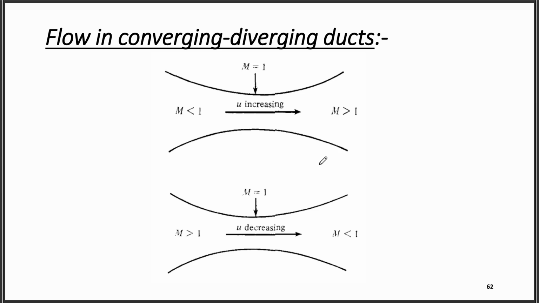Let's say there is a converging-divergent duct and there is subsonic flow before it. Then flow velocity will increase in the converging section and it will reach Mach number equal to 1. After that, its velocity will again increase due to the diverging duct and it will become supersonic. But if there is supersonic flow initially, then its velocity will decrease because the area is decreasing. Then its velocity will once again decrease as the Mach number becomes 1, and it will be in the supersonic range.